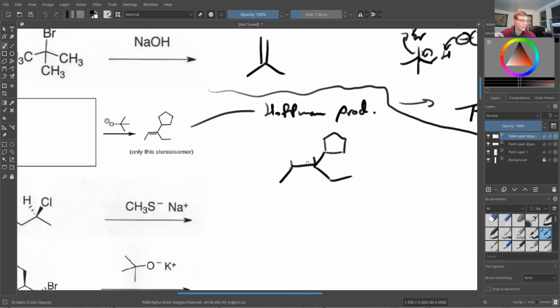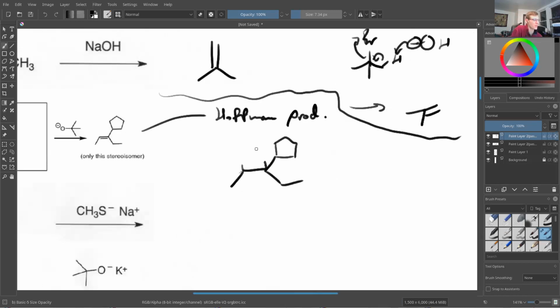Yeah, so if we were creating the Zaitsev product, what would actually happen if it was over here? If we were going Zaitsev, then it would take off this hydrogen over here. And so we would get a double bond over here because this is the most substituted, but this is besides the point. Yeah, in this case, we know that we're just forming the Hoffman product. Yeah. So any thoughts for left or right?